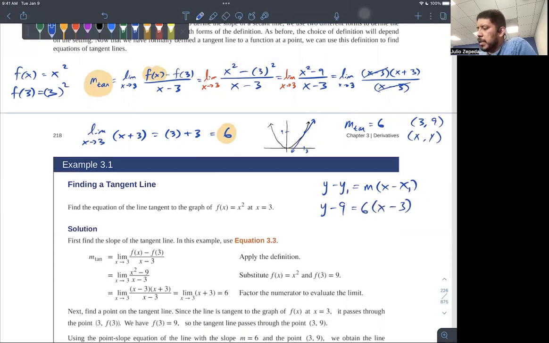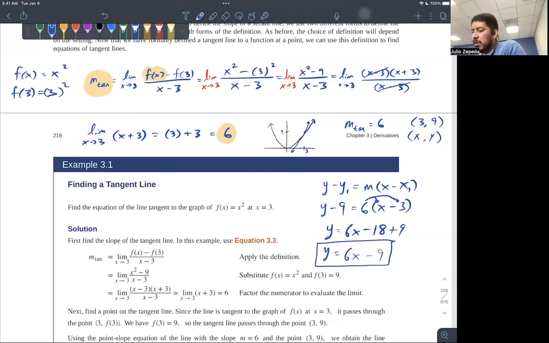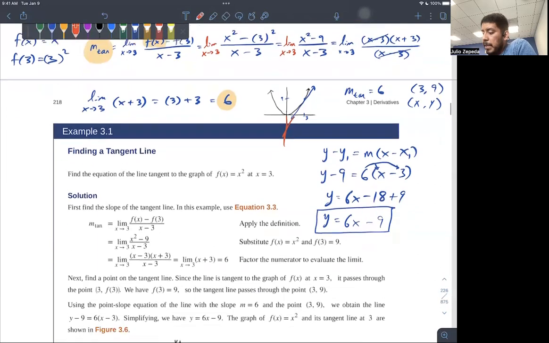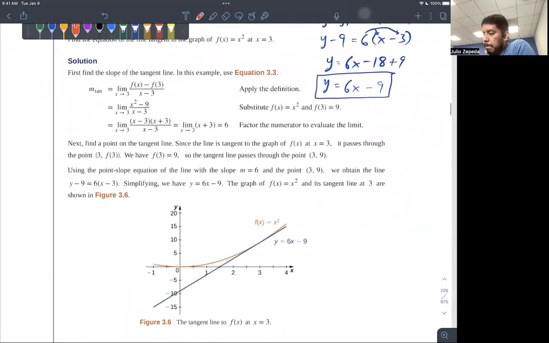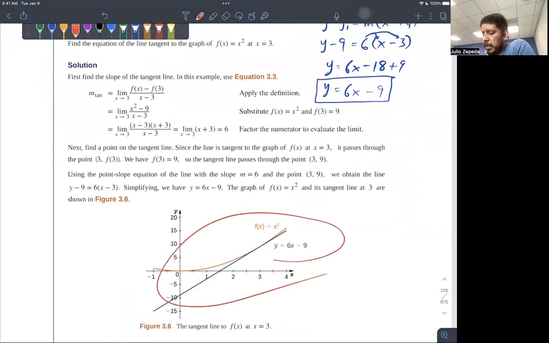If we add 9 on both sides, then we get y is equal to 6x minus 18, and then we're adding 9 on both sides, so we get a plus 9 there. So y is equal to 6x minus 9. Now, does this look accurate? It looks like our line is going to intersect the y-axis somewhere below the x-axis, so it looks like we're going to get a negative value. And yeah, that's actually what this picture shows right here.